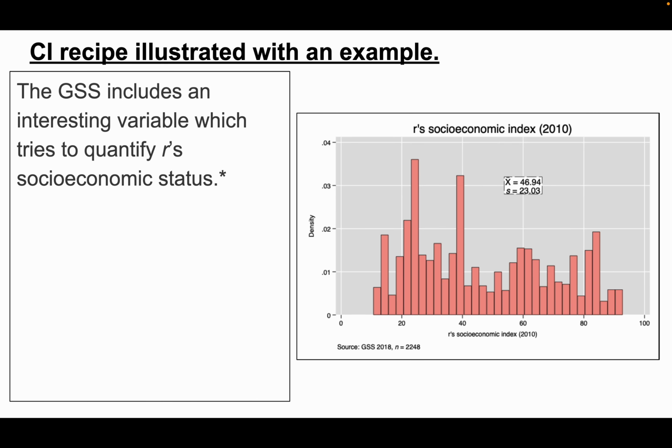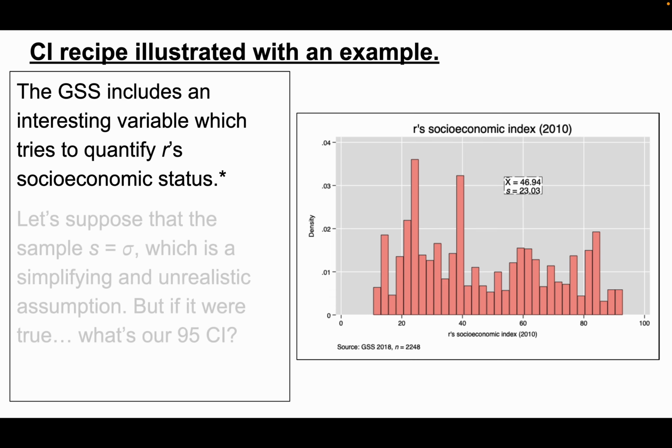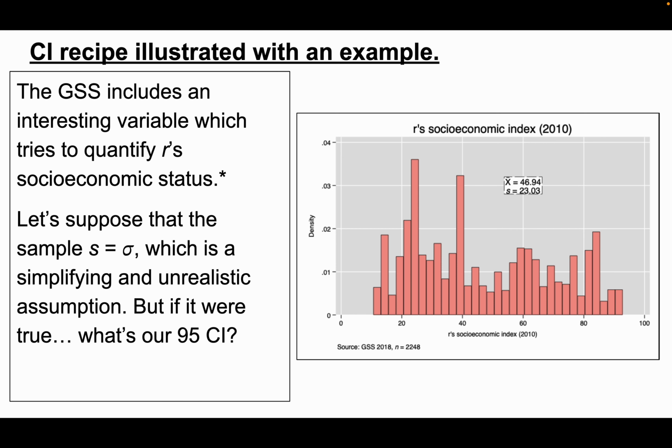Here's an example. So the GSS includes an interesting variable which tries to quantify the respondent's socioeconomic status. Is that a kind of quixotic view of socioeconomic status, that it can be turned into a numeric value? I think so, but it's kind of interesting, so let's play around with it. Let's suppose, for simplicity, that the sample standard deviation S is equal to sigma, the population standard deviation. That's simplifying and it's a little unrealistic, but we'll come back to that problem in a couple weeks. If this were true, what's our 95% confidence interval?